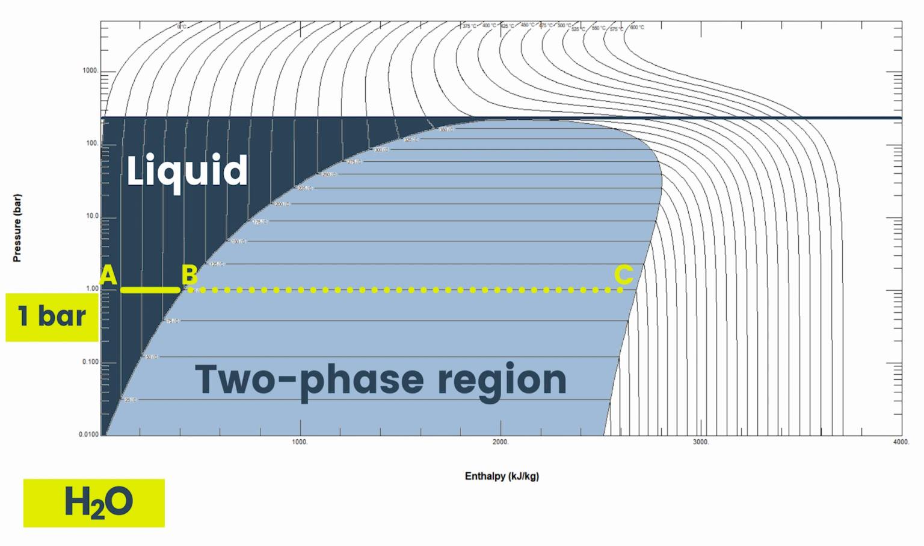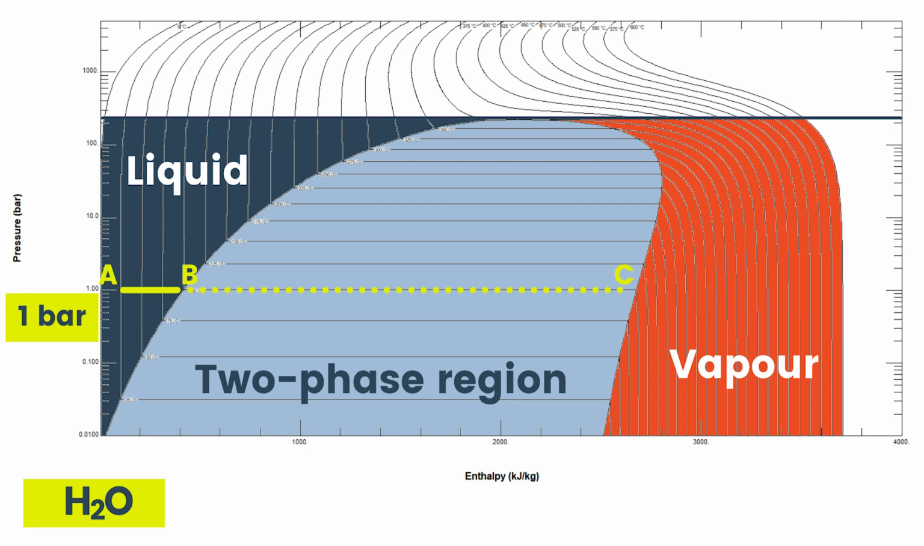Point C lies on what is known as the saturated vapor line. Saturated vapor means this vapor is about to condense. You take away energy from it and it will turn to liquid. So that means that everything to the right of my two-phase region is a vapor.